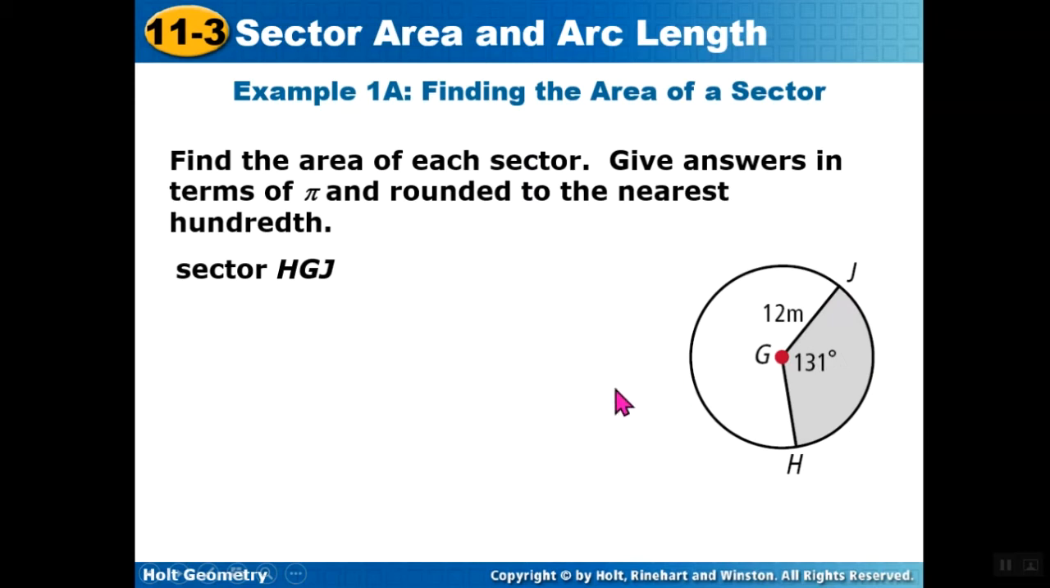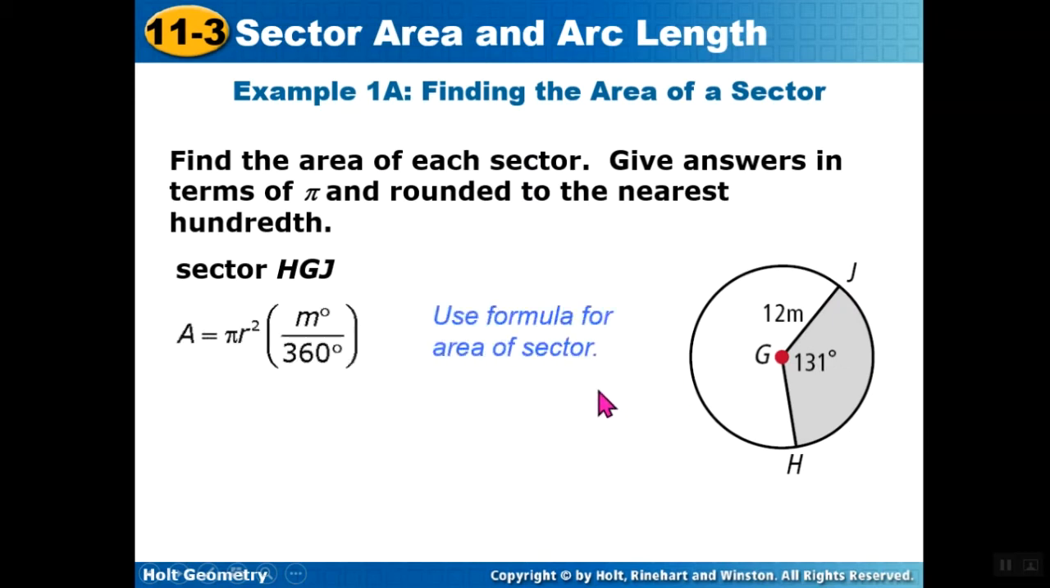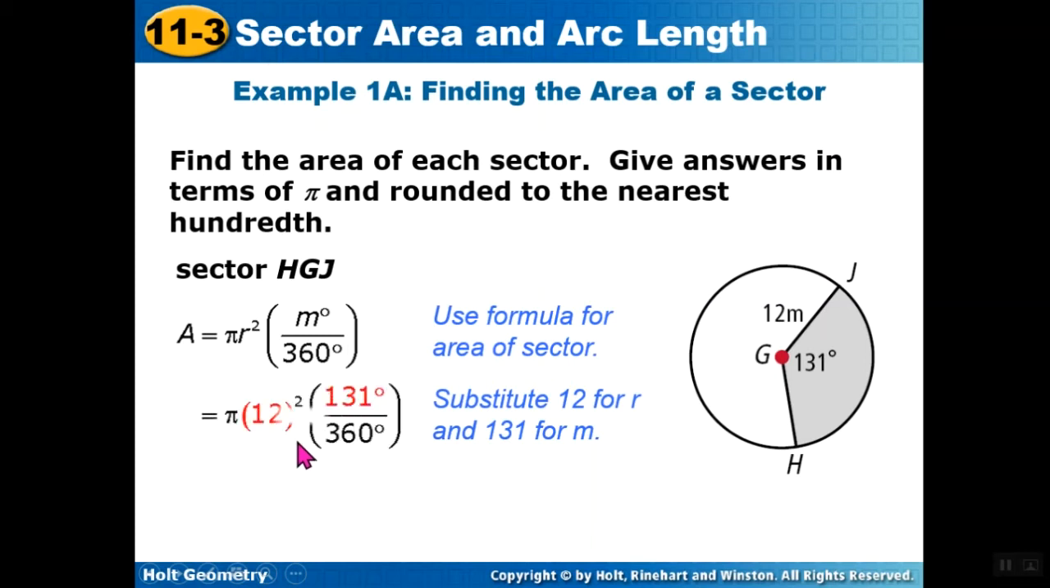Simply, we will write the formula of the area of the sector. Area equals pi r squared, the full circle area, multiplied by how much this part is from the circle, which is m degrees divided by 360 degrees. Substitute m as 131 and r as 12 meters. So we will get this answer in terms of pi, and then round it to the nearest hundred.